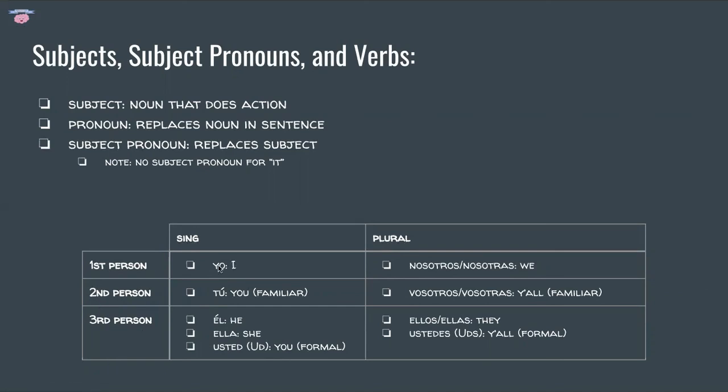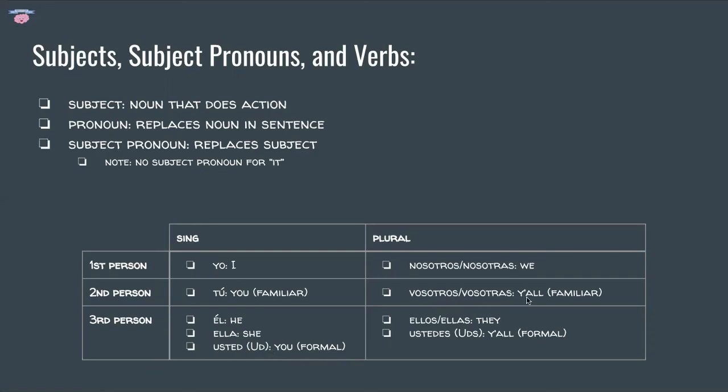So I will become yo. And we would become nosotros and nosotras. Nosotros is for masculine, nosotras is for feminine. Now in Spanish, there's a concept of you familiar and you formal. You familiar is for friends and family, but you formal is for a person you're meeting the first time. So tú is the you familiar. Notice that the you formal goes under the third person instead of the second person. Usted is the you formal, and it can be abbreviated as Ud.